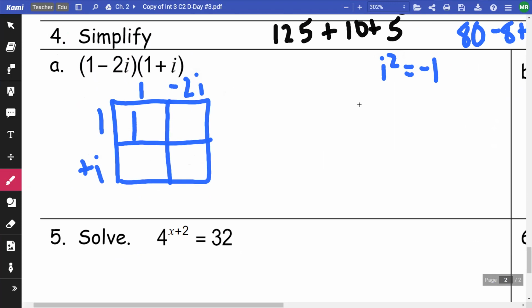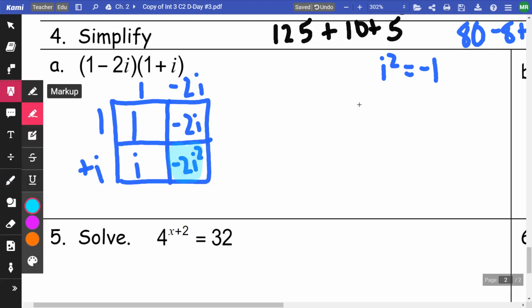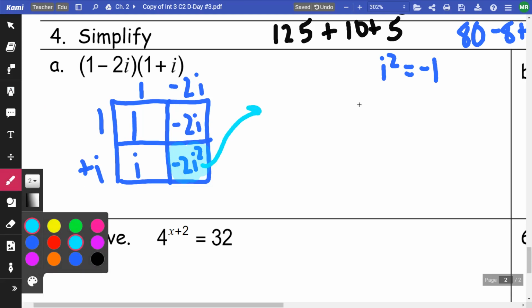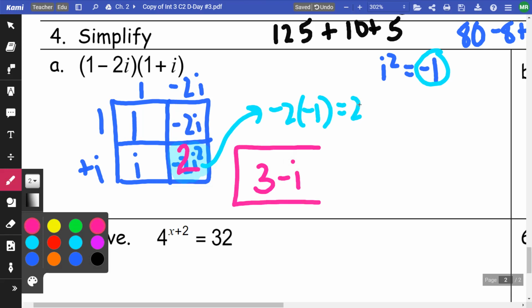So 1 times 1 is 1. Here I get a negative 2i. Here I get an i. And here I get a negative 2i squared. Now, this negative 2i squared I can simplify, because negative 2 is multiplying with i squared, and i squared is a negative 1. So that is really a positive 2. So then when I do my math, I'm going to get 3 minus i, and that is my answer.